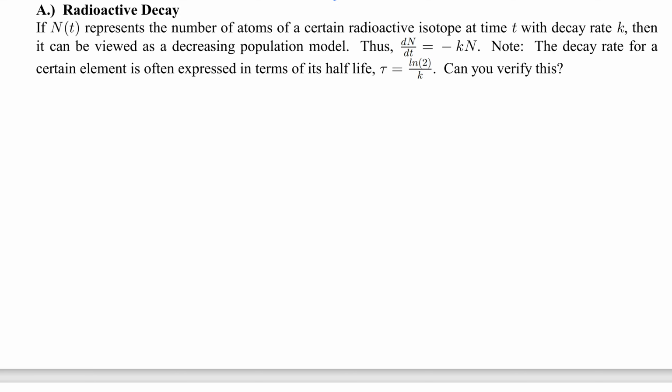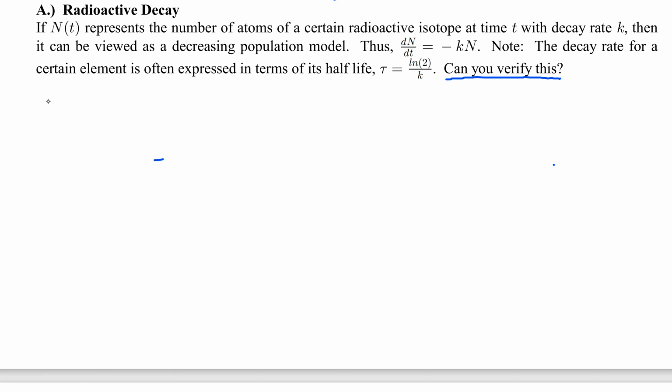Note, the decay rate for a certain element is often expressed in terms of its half-life. You've probably heard of half-life in biology classes and chemistry classes. We're going to call it tau. That's the Greek letter tau, and it's calculated as natural log of 2 divided by k. But we want to verify this based on what we know about this differential equation.